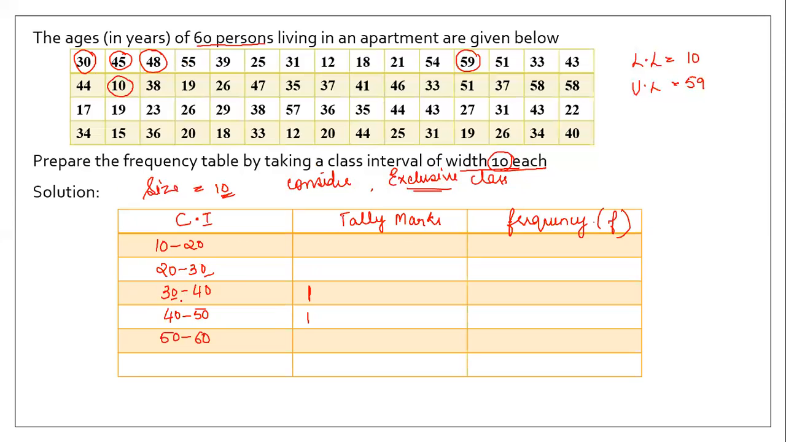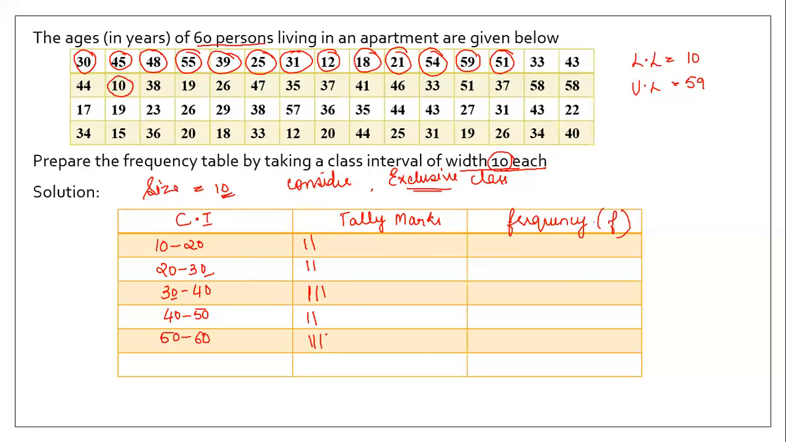Okay, 48 will be here in 40 to 50. 55, it is between this. 39, okay, 30 to 40 here. 25, okay, 20 to 30. 31 is there. So 31 comes in between 30 to 40. 12 is there. So 10 to 20. 18 is there. So again it will come here. 21, so it will be here. 54 we have. So 54 will come here. 50 to 60. 59, so it is here.